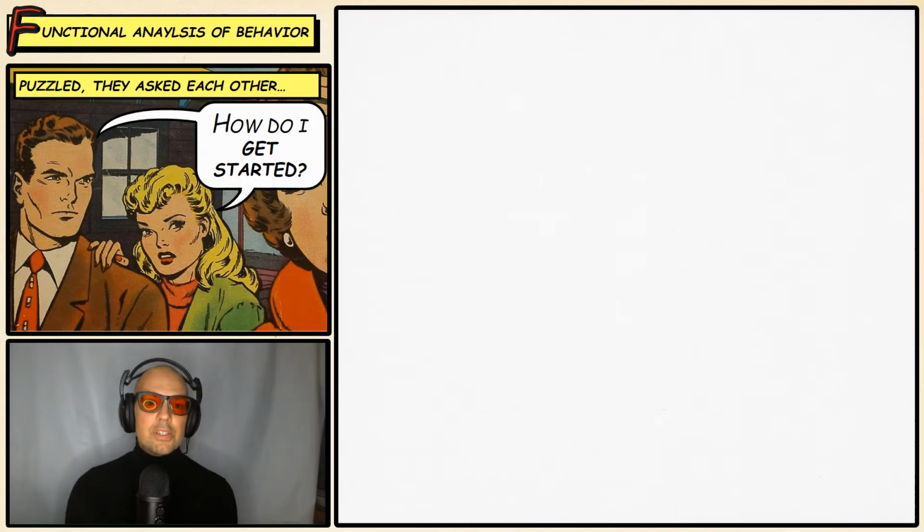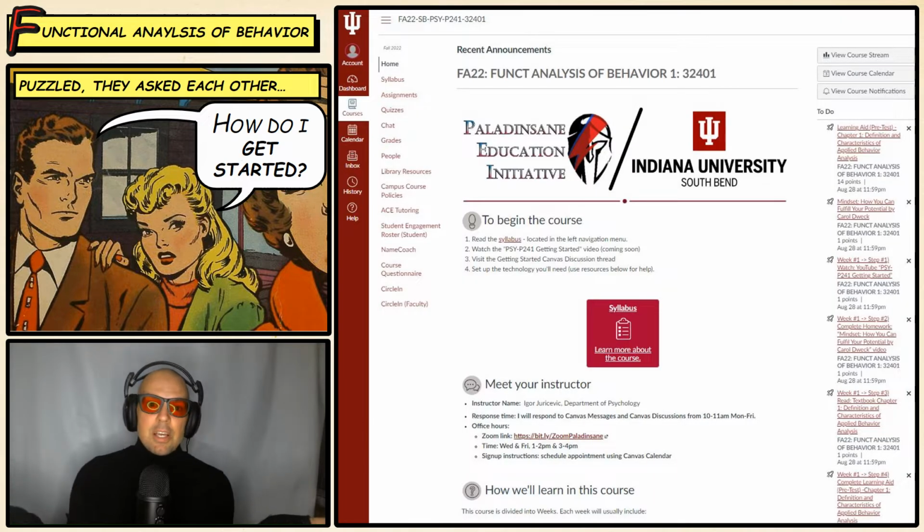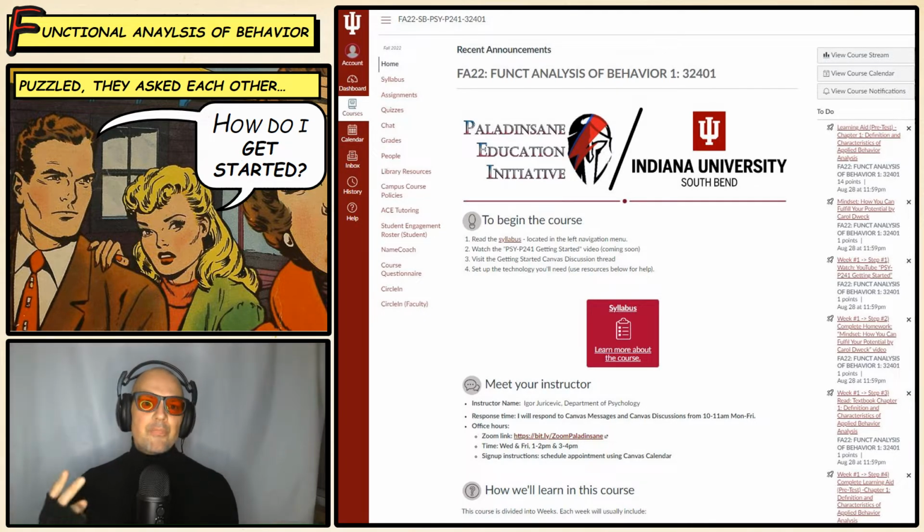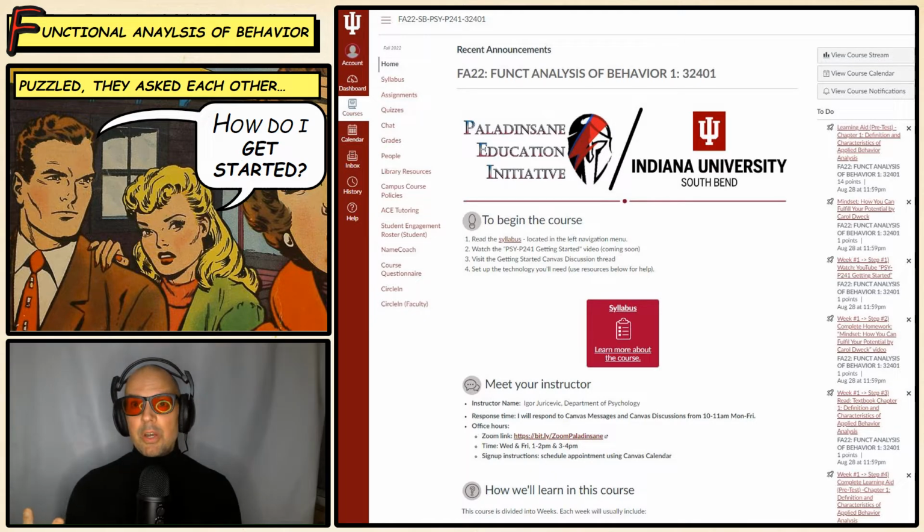All right, this video is designed to help you get started in this course. So we're going to be covering three things. First off is Canvas. You already know how to use Canvas, because you're watching this video, but Canvas is going to be very important. That is the hub for this internet course. Secondly, some of the features in Canvas, specifically two I want you to be aware of.